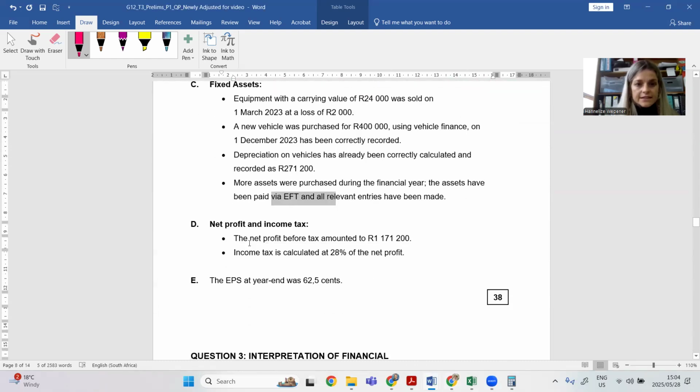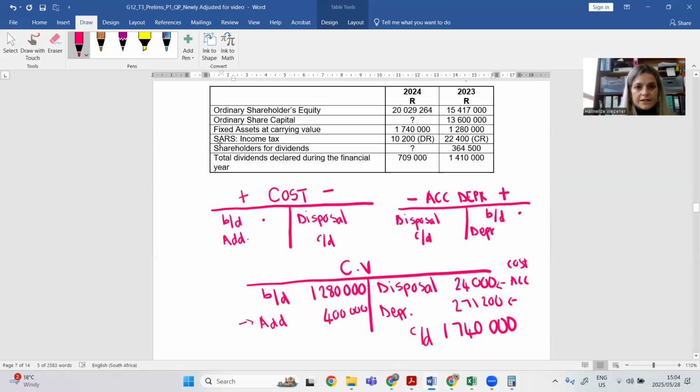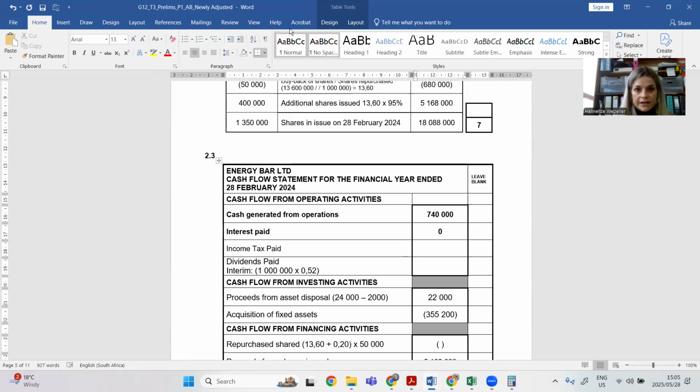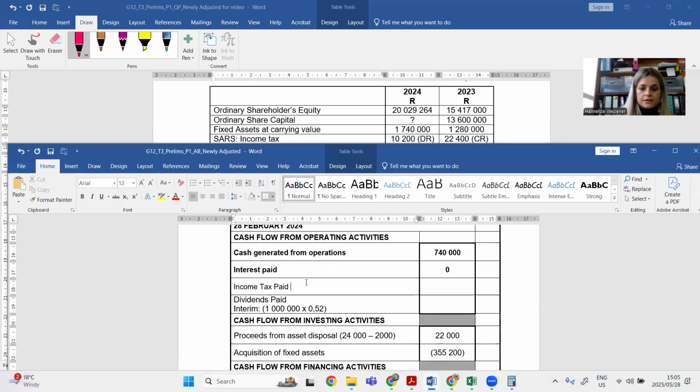It also says that we had SARS income tax at the beginning of the year. We owed SARS, credit balance. So we first have to, in the current financial year, still pay SARS whatever we owed them from last year. So tax paid, 24,400. Then it also says that we ended on a debit balance of 10,200. So we've made an overpayment.